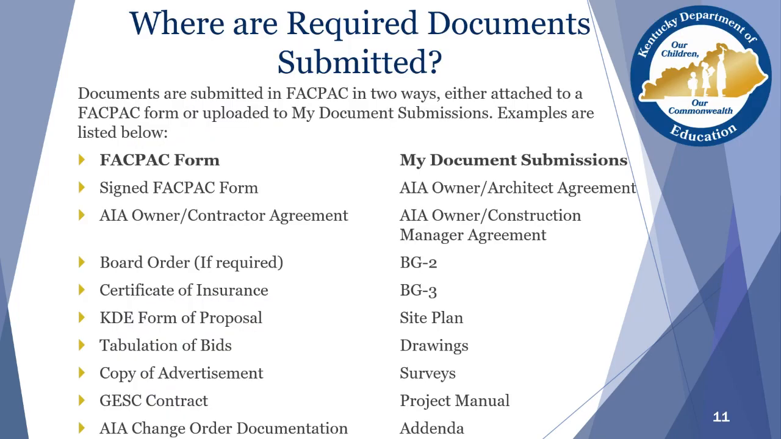Okay, the checklist tells you what we need. Where do I put them? Documents are submitted to FACPAC in two ways. It's either attached to a FACPAC form or it's uploaded to My Document Submissions. On your home page, you'll see your FACPAC forms are normally just listed on your left, and your My Document Submission section is on the right.